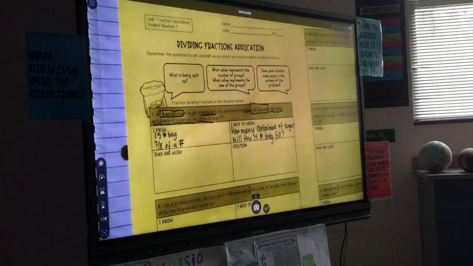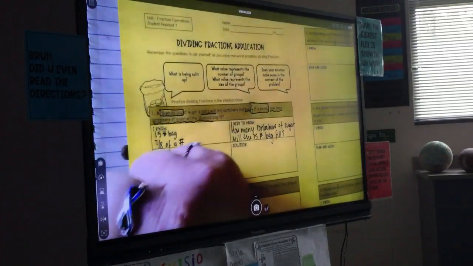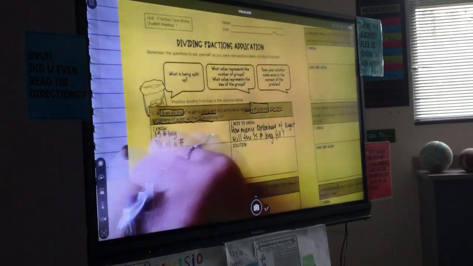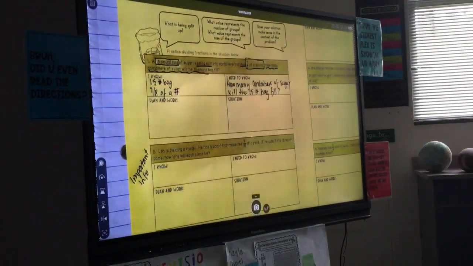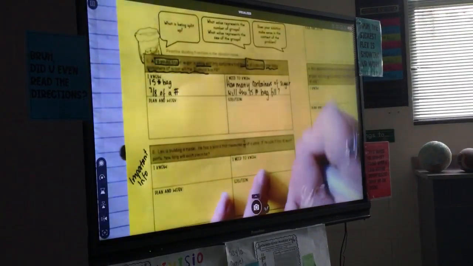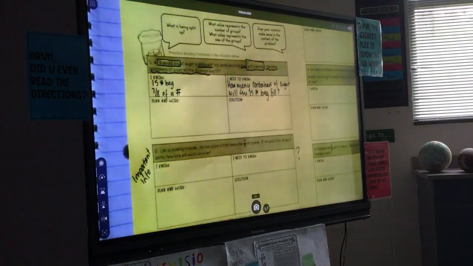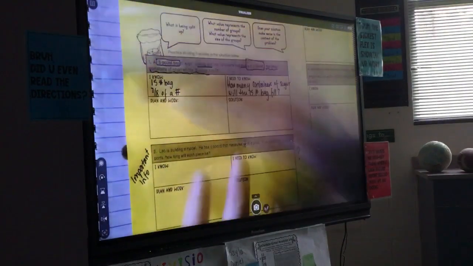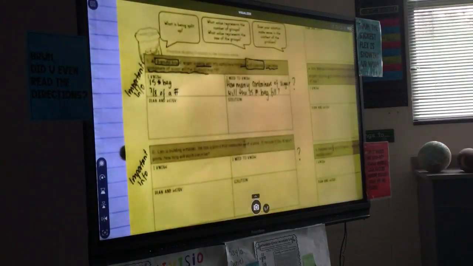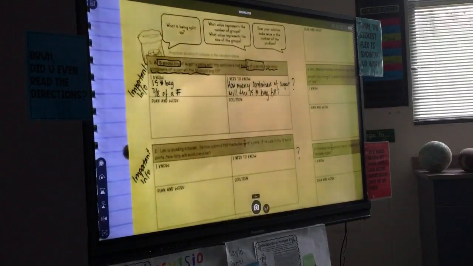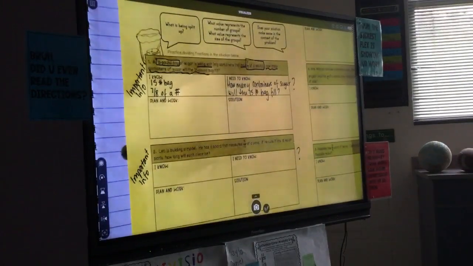All right, so in all of these questions on the front side of your page, the I know is always going to be the important information. It's what you annotate in your word problem. The what I need to know is always going to be the question. Okay? So this was our important information, and this was our question. Does that make sense?